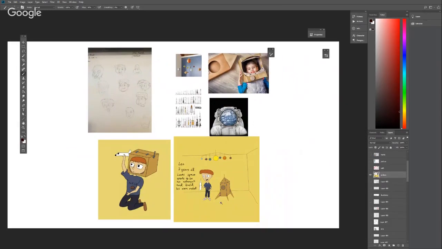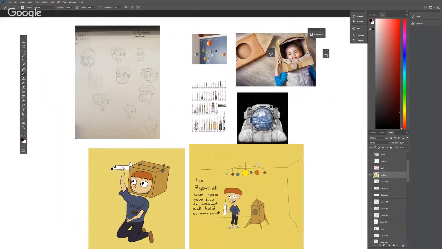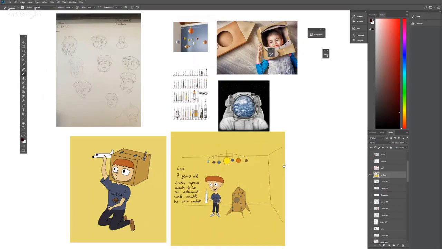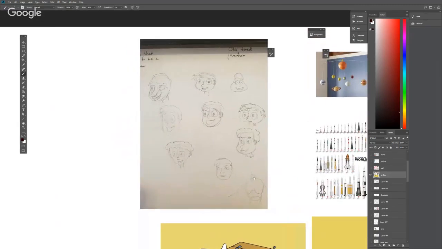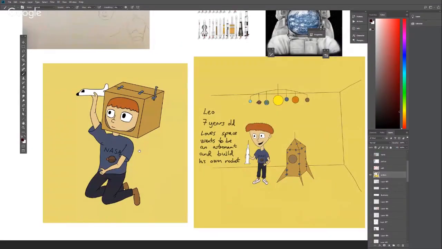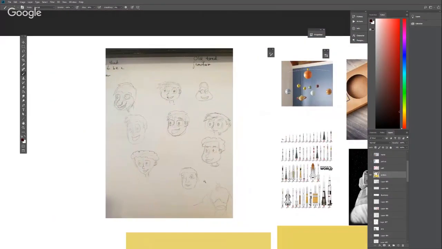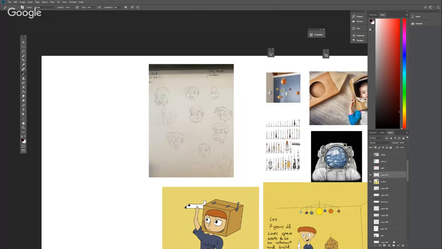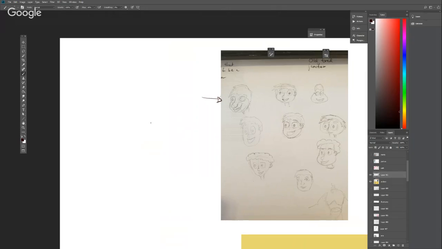So let's look at Anders. Leo, 7 years old, loves space, wants to be an astronaut, and build his own rocket. So cool. Also some heads, and yeah, nice, nice, nice. Let's see. So it's cool that you tried to draw the construction.